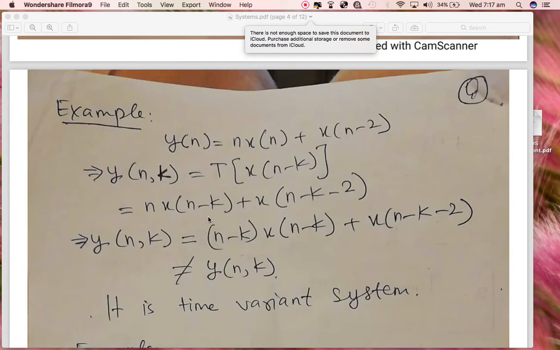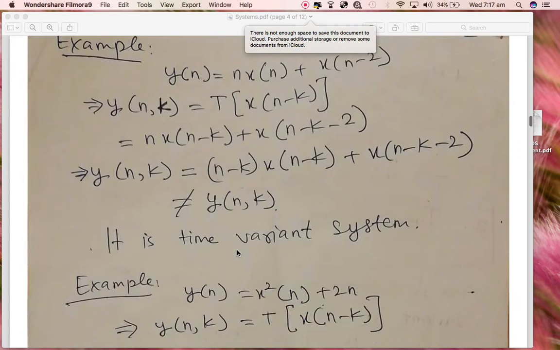So this is this answer, only the values of n within the bracket are replaced from n to n-k. And when we calculate the y(n-k), this is n-k, then we have to replace all the values of n which are coming within the bracket as well as outside the bracket. So we get this kind of answer. So it is not equal to y(n,k), so it is a kind of time variant system.